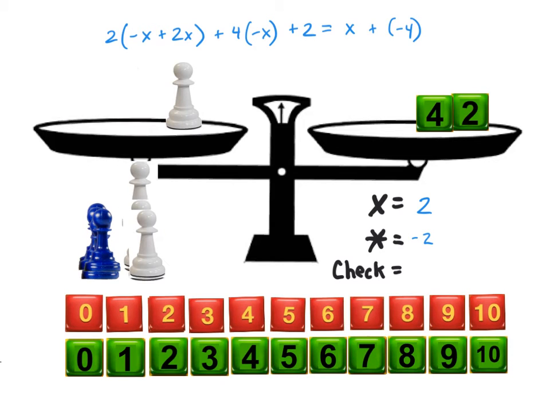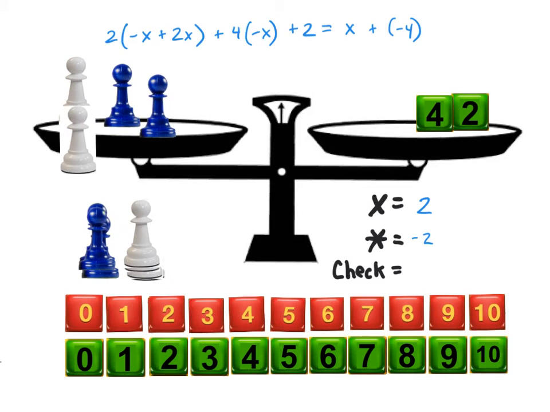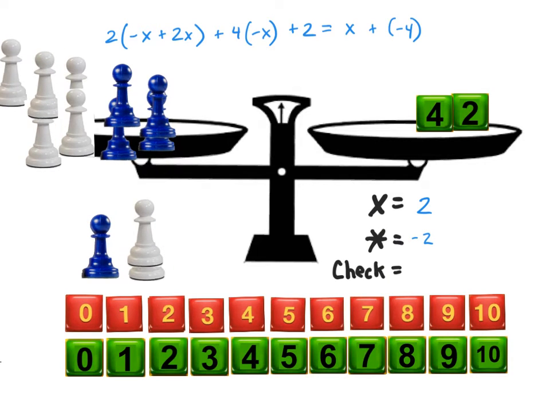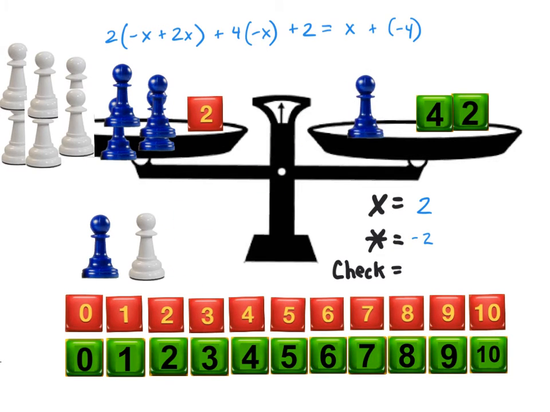And when we're doing the check, we'll set everything up again. We had negative x, 2 more x's. We did that twice. We had 4 more negative x's, which are the same thing as stars. And then we had a positive 2, and we had an x and a negative 4. Substituting, these were all negative 2s, and the x's were positive 2s.